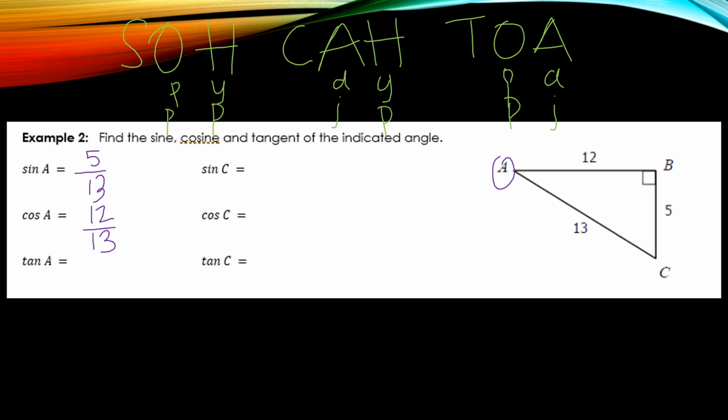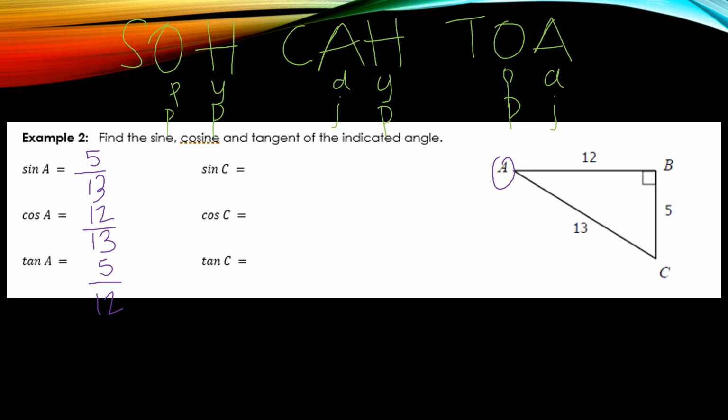And then finally, tangent for angle A means opposite over adjacent. The side opposite from angle A is 5, and the adjacent is 12. Make sure you do not use the hypotenuse in tangent.